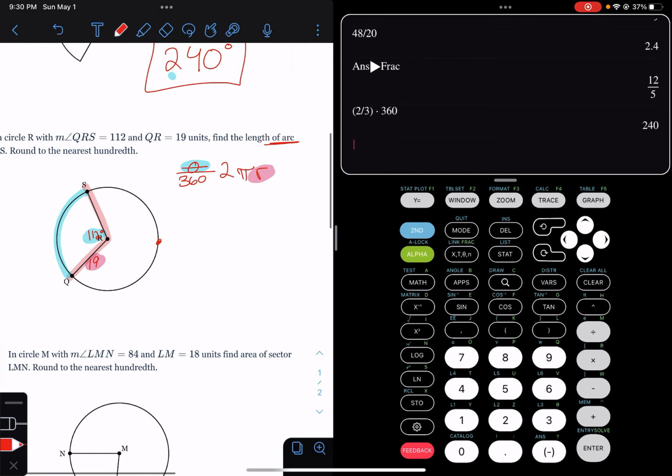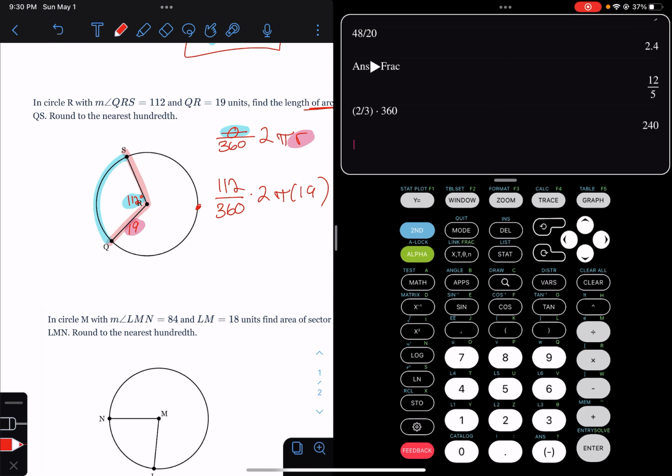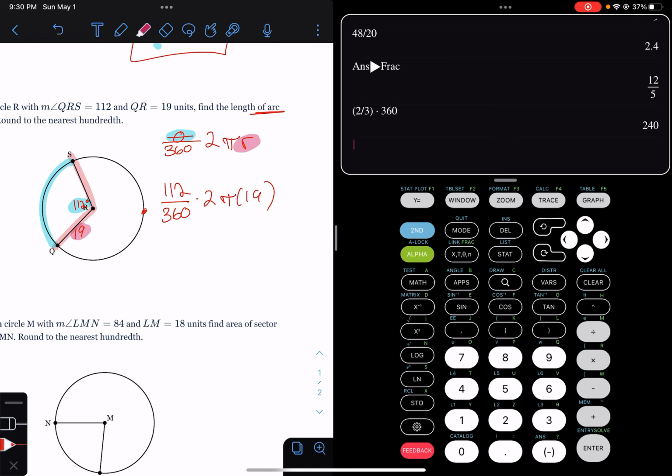We're going to have 112 all over 360 times 2 times pi times our r, which is 19. Real quick, make sure you pay attention to whether they want an exact answer or if they want it rounded. If they want an exact answer, you would just do this times this and then put a pi on there. If they want it rounded, you're going to multiply them all and round to whatever they tell you to round to.